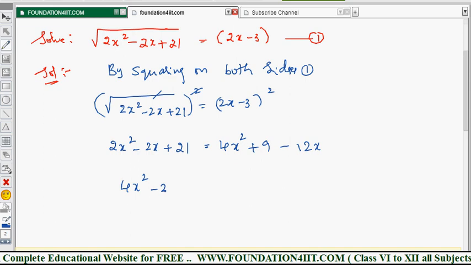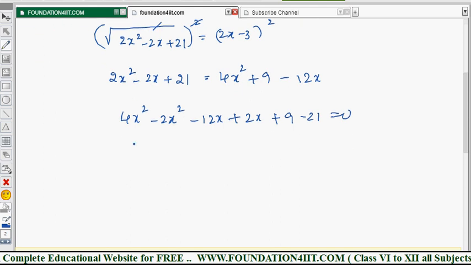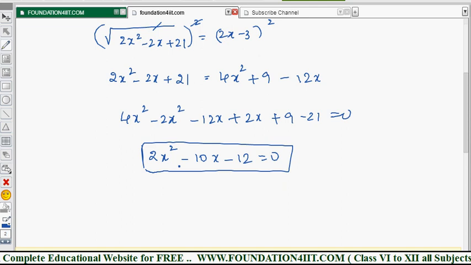4x square minus 2x square, plus 2x square to the right side, and minus 12x becomes plus 2x, plus 9 minus 21 is equal to 0. Take all the terms to one side, then simplify. 4x square minus 2x square is 2x square, minus 12x plus 2x is minus 10x, and 9 minus 21 is minus 12. Now this is the general form of a quadratic equation.